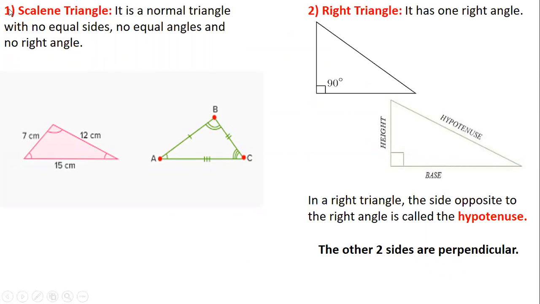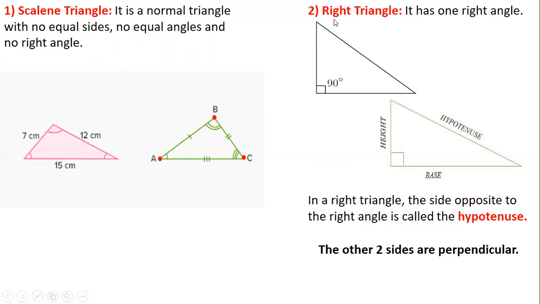The first kind of triangle is the scalene triangle. Which triangles do we call scalene triangles? A scalene triangle is a normal triangle with no equal sides, no equal angles, and no right angle. So in a scalene triangle, we have no special thing, no special angle, no special side. For example, this triangle is scalene and this triangle is scalene. So please always remember that a scalene triangle is a normal triangle with nothing special.